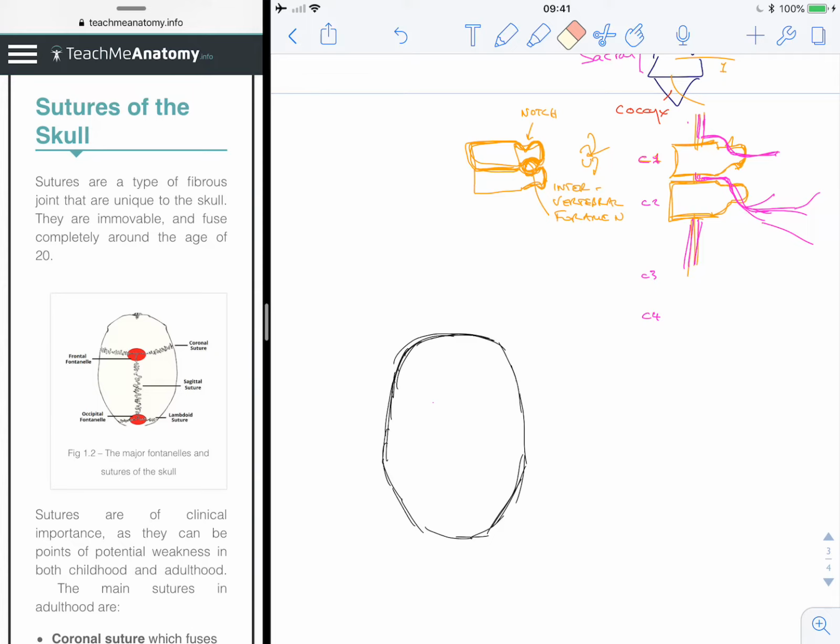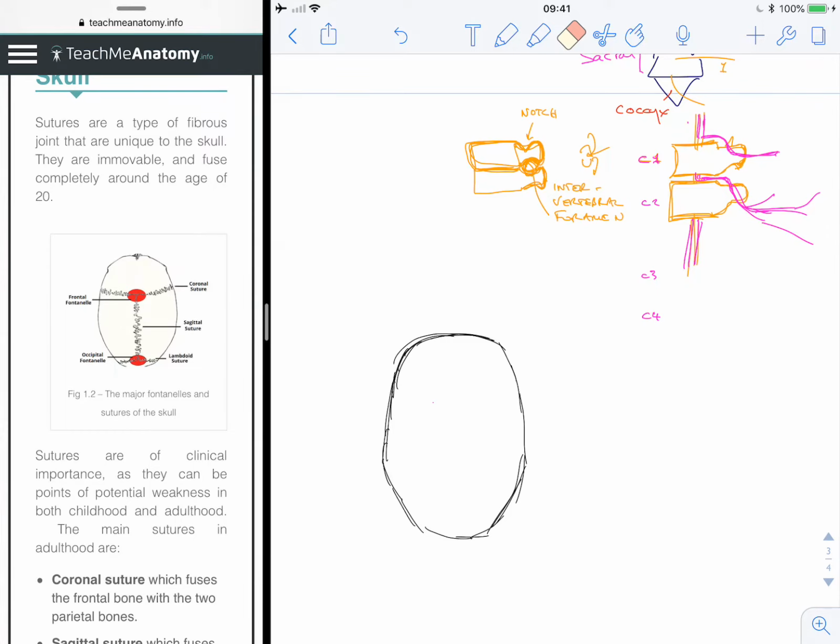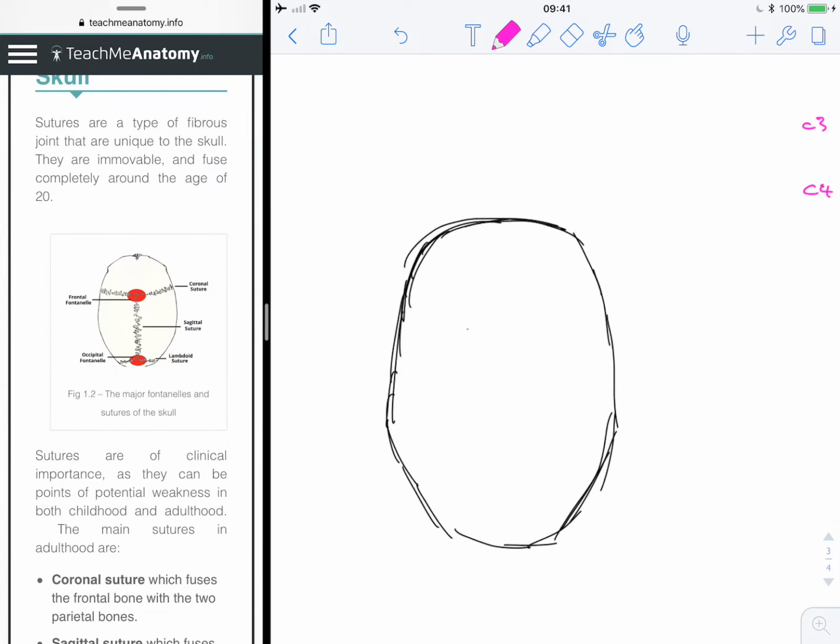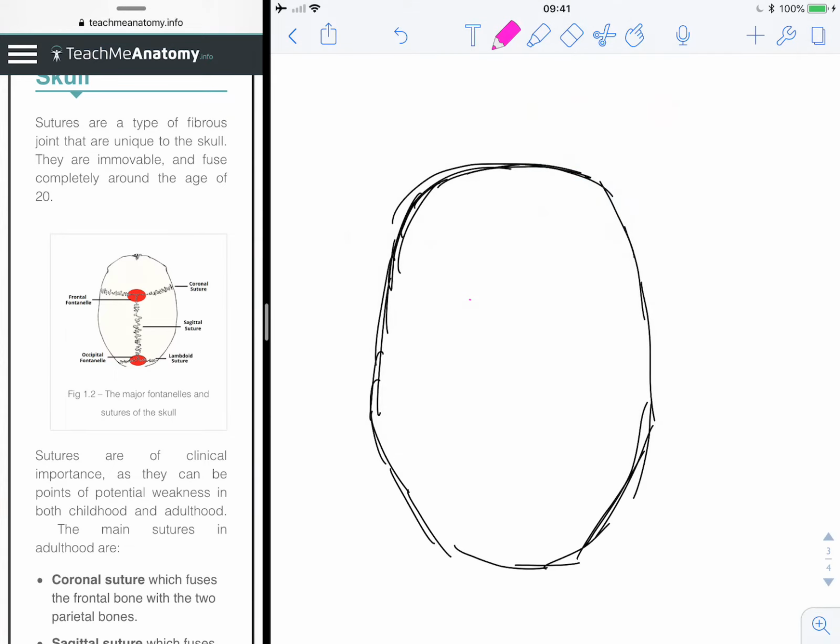So sutures are a type of fibrous joint that is unique to the skull. They are immovable and fuse completely around the age of 20. There we go, so that fuses completely by 20 years old. There are other ones that fuse later. They are technically joints of the skull, so they are different bones articulating with each other, essentially. But these ones are immovable, so they aren't moving across each other. They are simply interactions between two bones.